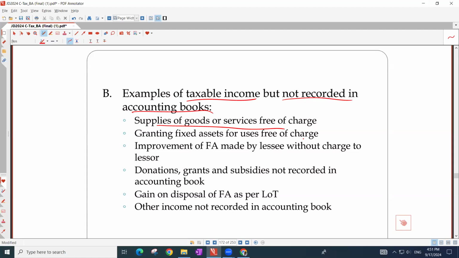Donation or grant and subsidy not recorded. Sometimes someone donates something to you, maybe an asset or money, but you don't record it as income. Of course, anything you receive from someone else is taxable income.